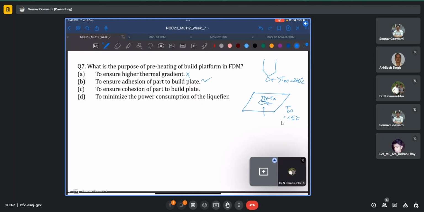Cohesion would come into the picture if both the build material and the build plate are of the same material, then cohesive forces would be the dominant ones. However, here we are looking at adhesion because of the dissimilar material, so cohesion is not one of those.